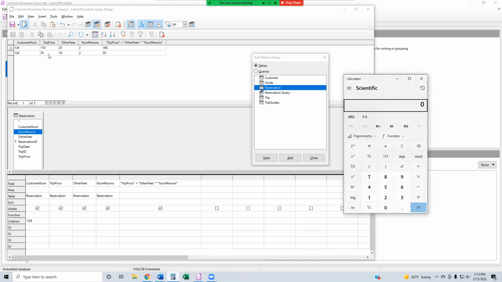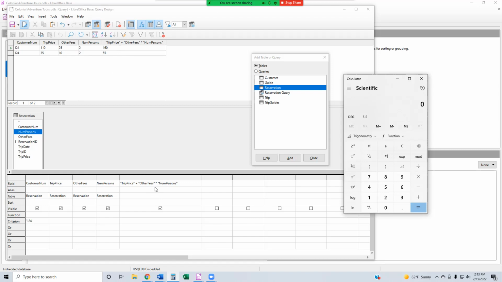So the trip price was $35 plus the other fees, which is 45, times 2 people. So that would be 90. That doesn't make any sense that we have the answer of 55, because what's really happening is the multiplication is going first. So that is skewing our results. So we have 50, they multiplied 10 times 2 is 20 plus 35 to get 55. So that's not the correct output.